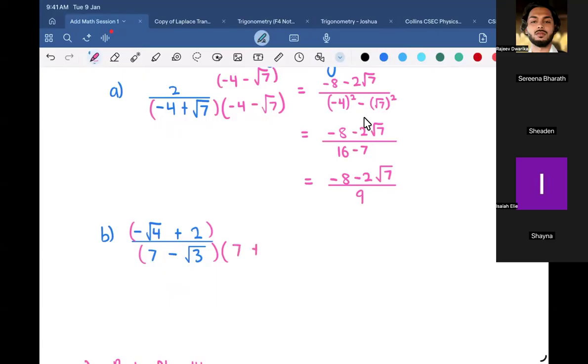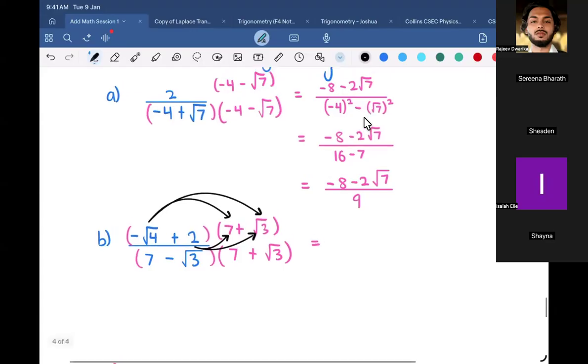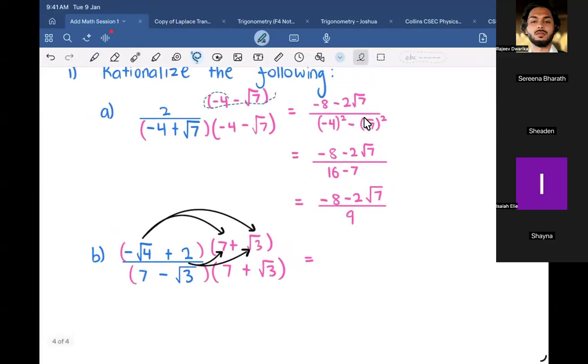7 plus root 3. Sorry, root 3. And if I do that in the denominator, I'm going to do that in the numerator as well. And so now we're going to expand. So to expand this, I'm going to say minus root 4 by 7, minus root 4 by root 3, 2 by 7, and 2 by root 3. So I want you to tell me what I'll end up with. What will I end up with? So what is minus root 4 by 7?